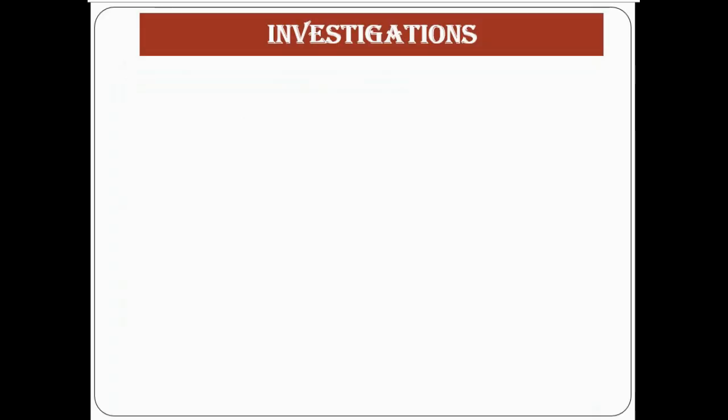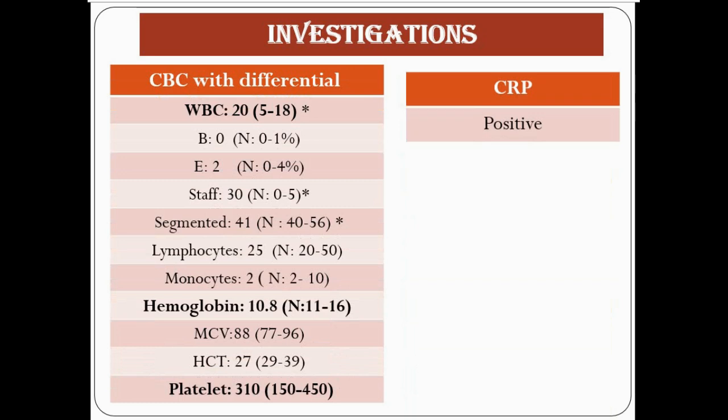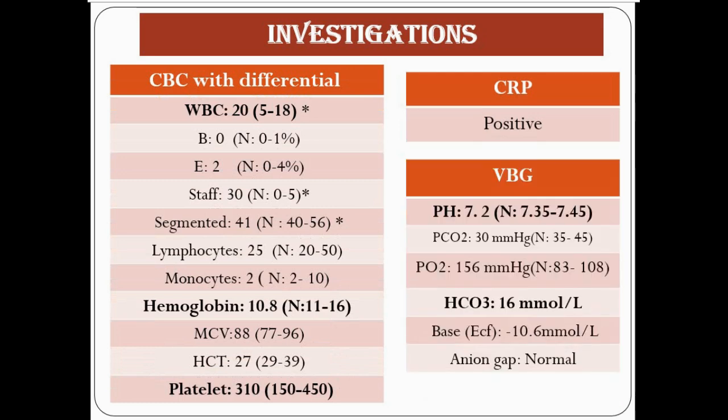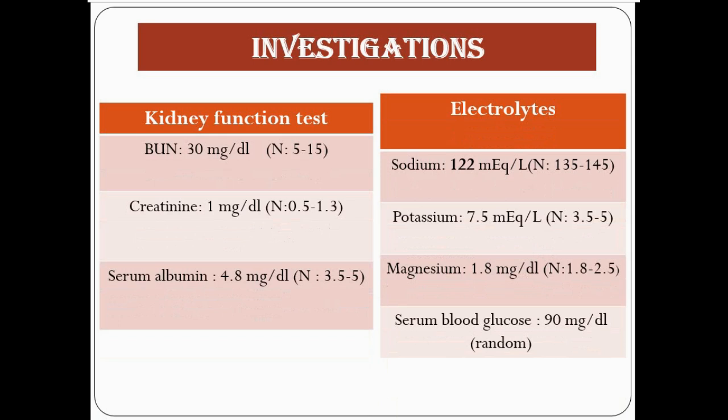The same way of thinking: the CBC with differential revealed leukocytosis, pancytopenia, CRP was negative, and normal anion gap metabolic acidosis also. The kidney function revealed slightly elevated BUN, and the creatinine is slightly elevated for his age.